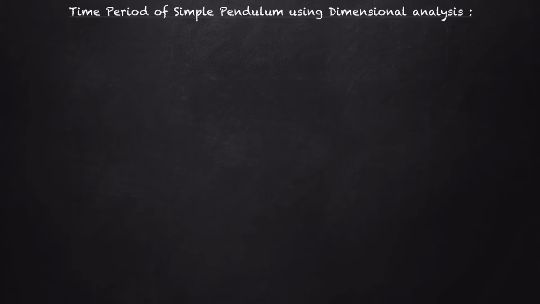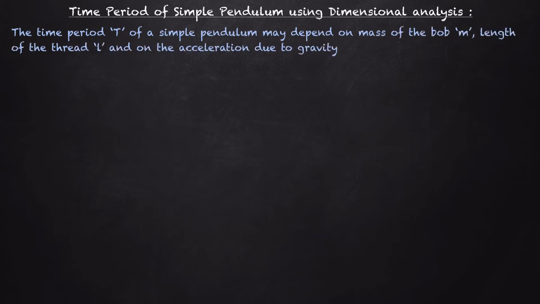It is known that the time period t of a simple pendulum may depend on the mass of the bob m, the length of the thread l, and the acceleration due to gravity g. So let this time period t be proportional to some power of m, l, and g, that is, t is proportional to m to the power a, l to the power b, and g to the power c.